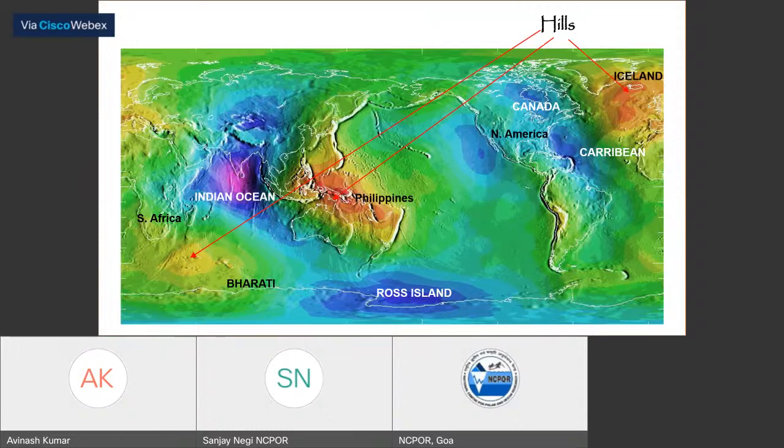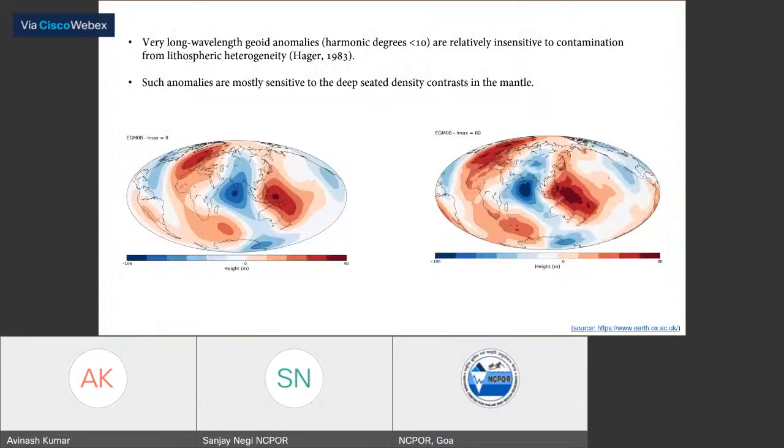So these are the striking features, and somehow it explains what exactly is happening beneath the subsurface. Why these are the striking features is because very long wavelength geoid anomalies are relatively insensitive to contamination from the lithospheric heterogeneities. Lithospheric heterogeneity means the changes in the elevations, the topography. So such long wavelength geoid anomalies are sensitive to the deep-seated density contrast in the mantle.